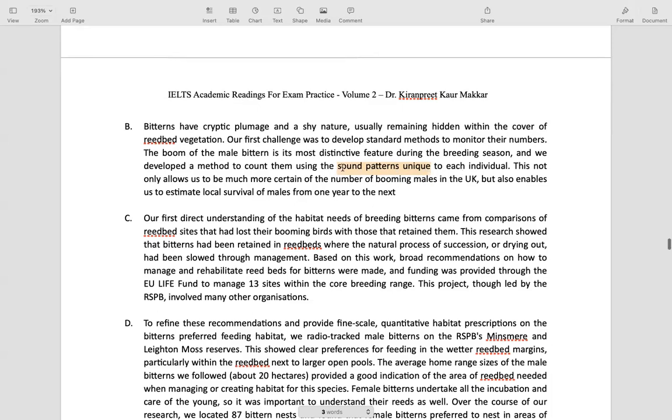Are you clear what this paragraph is about? The paragraph is they want to research them, but what's the problem? These birds are very shy, and they remain what? Hidden in the reed vegetation. So they developed a method to count them using sound patterns. They can't see the birds because they remain hidden, so they're using their sound to count the number of birds. Is it clear? Yes. Okay.